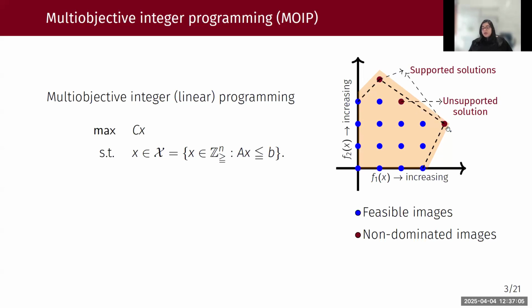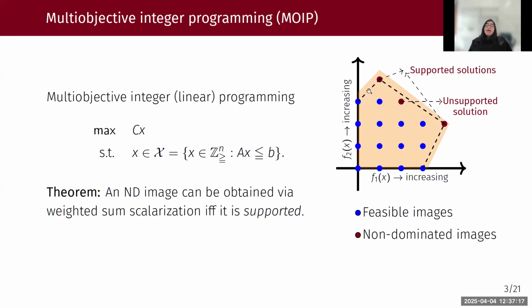So points that are on the convex hull are called supported. They're supported by the convex hull. Points that sit inside the convex hull are called unsupported or non-supported solutions. And everything that's on the convex hull is kind of like the linear case. So a solution is supported if and only if this image can be obtained through a weighted combination of the objectives. Something that is sitting in here cannot be obtained by a combination of the objectives, so more specialized techniques are required.